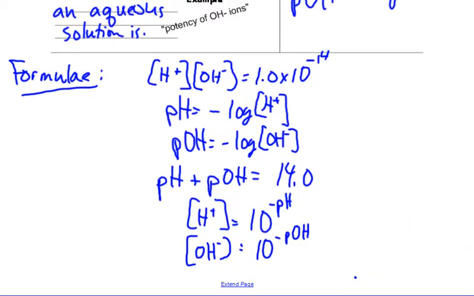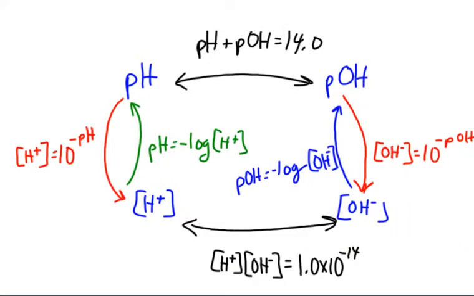And what you may also copy out, if you haven't done so already, is the relationship between all of these. So if you know pH and you're asked to find hydroxide, you can see there's two different paths you can take there. Okay, so there you have it. That's the end of 19.3.